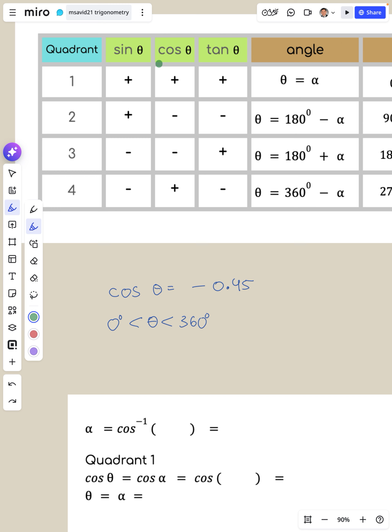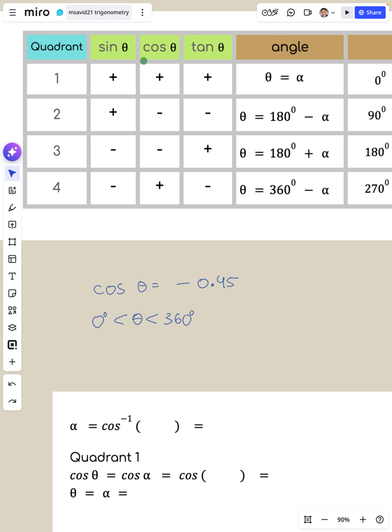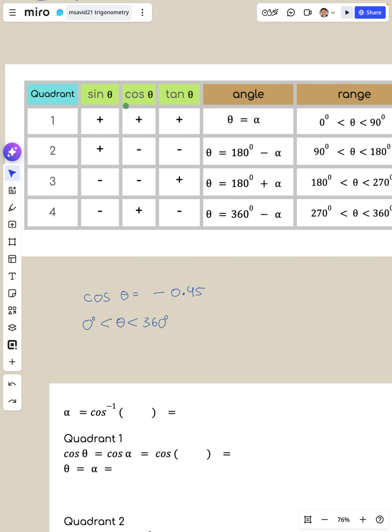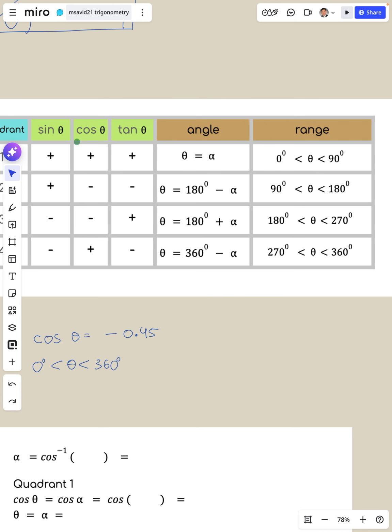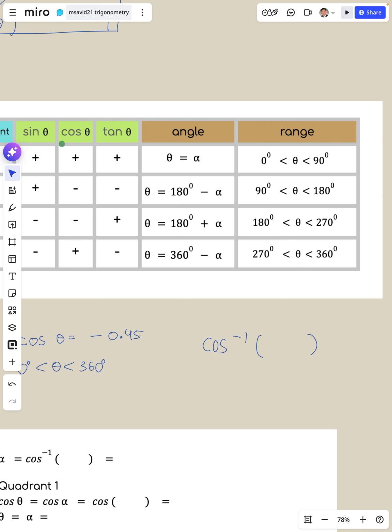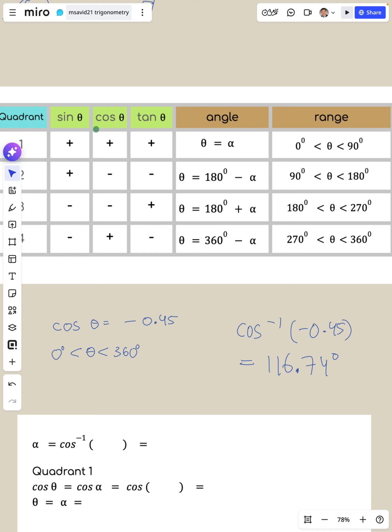You can try using a calculator to solve for this. You just press cosine inverse of negative 0.45. And if you press that, you're going to get the answer 116.74 degrees if you use two decimal places. So far so good, but is that all the answer?